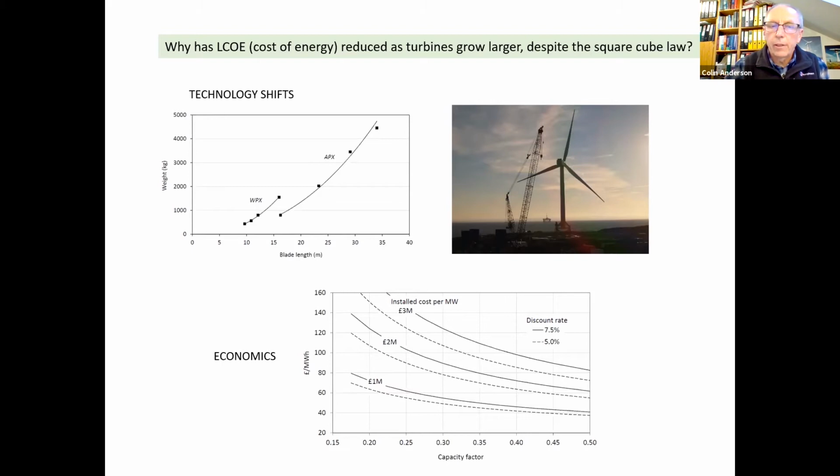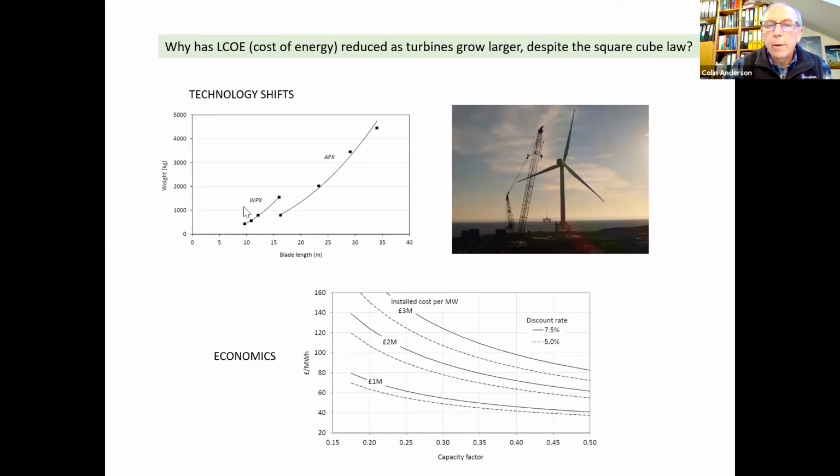And I've tried to illustrate this with the weight of blades that were made by Airpac, the Dutch blade manufacturer, for whom I worked about 20 years ago. Their first range of blades started off with something about 10 meters long, and they called them the WPX range. And they scaled the design up to 16 meters, and it followed this roughly cubic curve. As the blade got longer, the blades got heavier according to the scaling law.